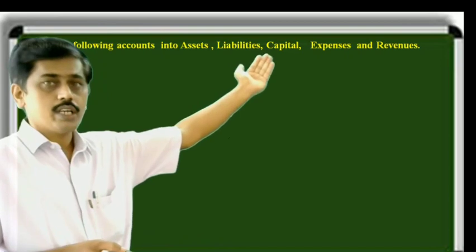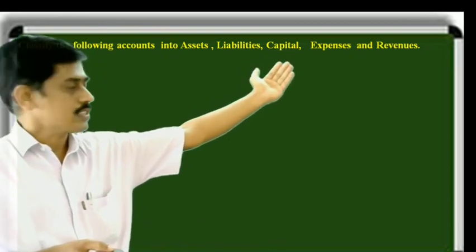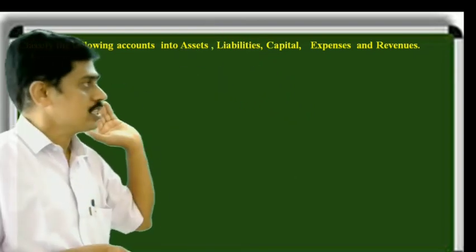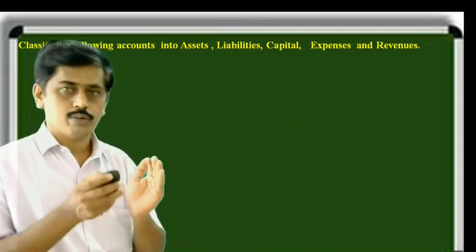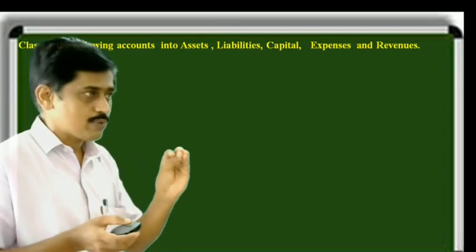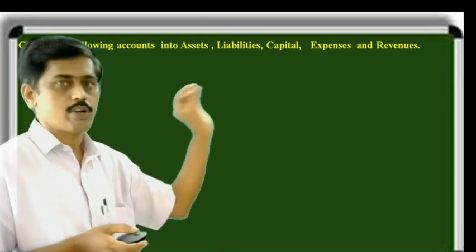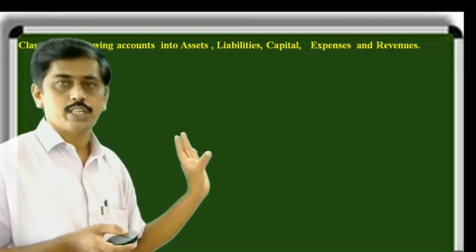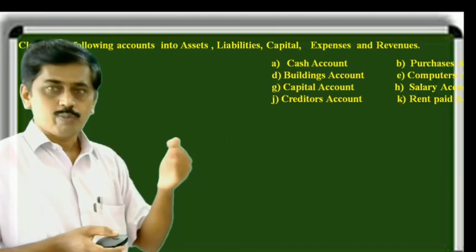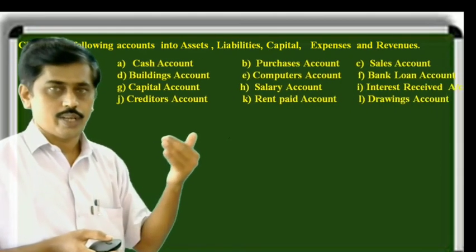Classify the following accounts into assets, liabilities, capital, expenses and revenues. You have to classify the accounts in 5 categories. The first, note down the problem. Classify the following accounts into assets, liabilities, capital, expenses and revenues. As many as 12 accounts were given there.